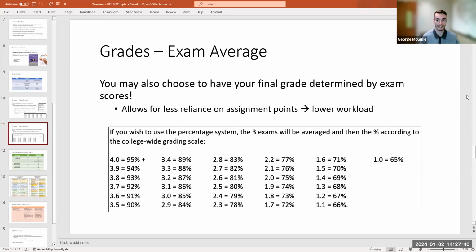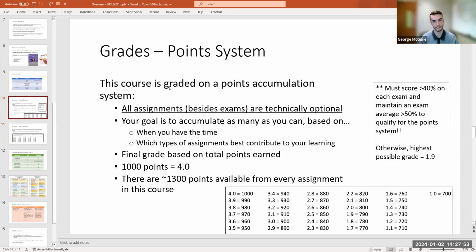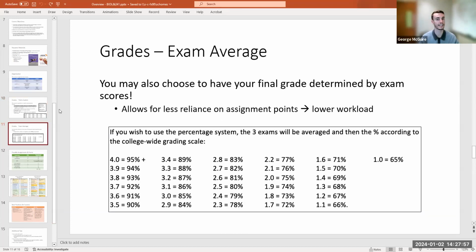And so if that's you, we could use your exam average, and that'll be based off of the college-wide grading scale. So a 4.0 is 95% and above, a 1 is 65%, and everything in between. So you can either do the point system as long as you maintain an exam average above 50, or you can do the exam average system if you don't want to do as much of the busy work or extra assignments. Okay. Yes, Benjamin.